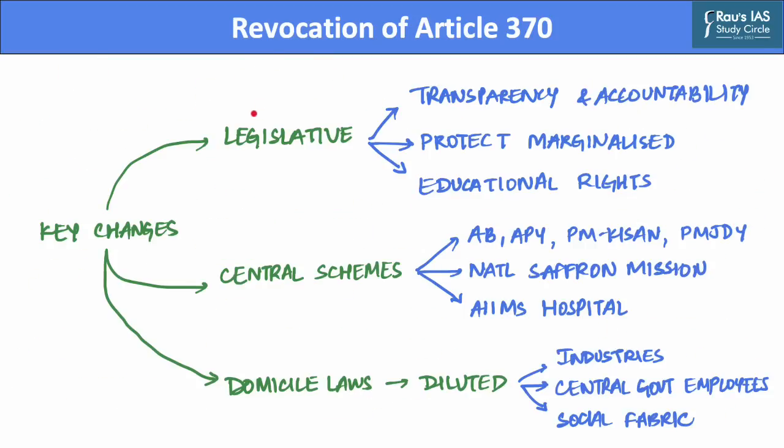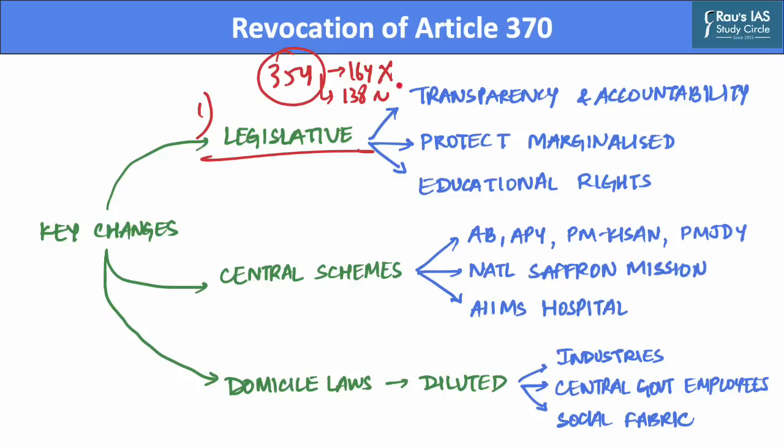Now, the first important change was made in the legislative sphere. Out of 354 state laws that were enacted in Jammu and Kashmir, 164 laws were repealed, whereas 138 laws were modified. And on the other hand, 170 central laws were made applicable to the Union Territory of Jammu and Kashmir.